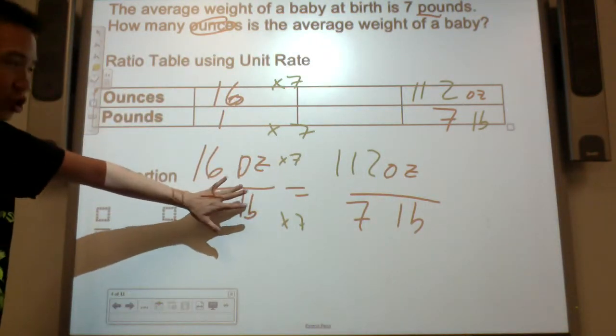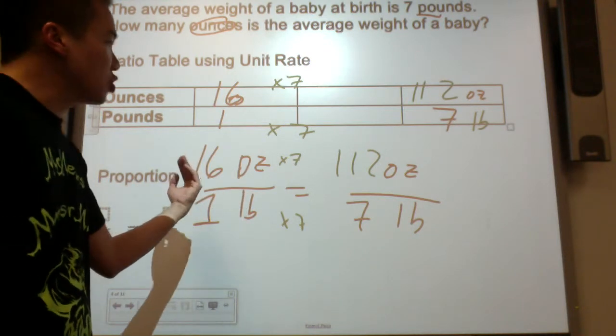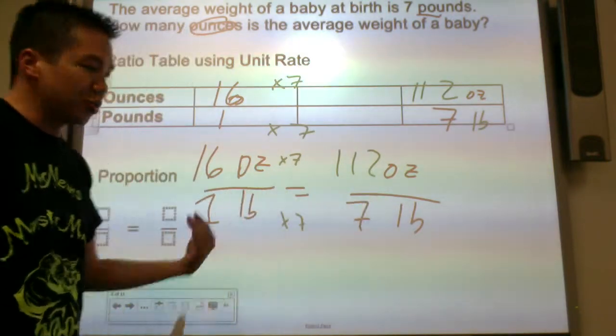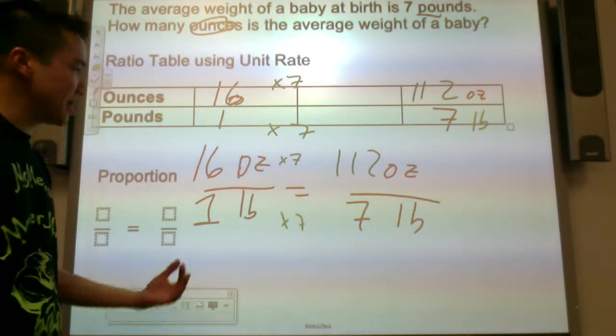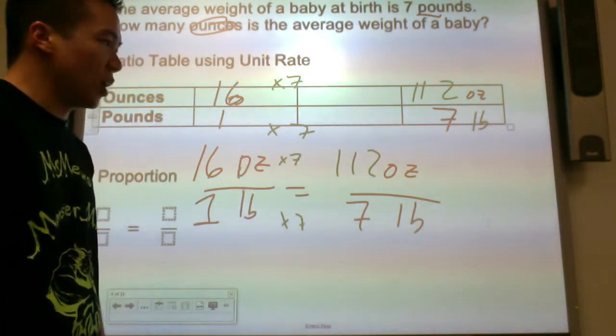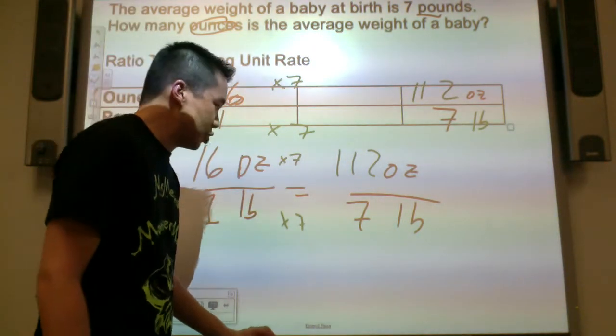Same thing, proportion. Again, what is a proportion? It's when you have two equivalent fractions or ratios or rates. They're equivalent. So 16 ounces to 1 pound is the same as saying 112 ounces to 7 pounds.